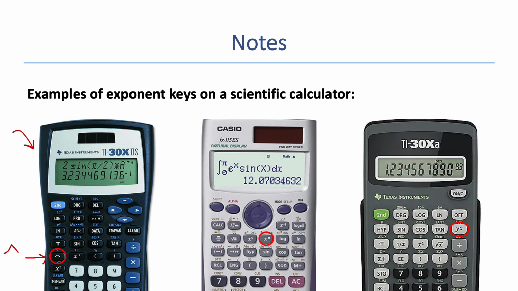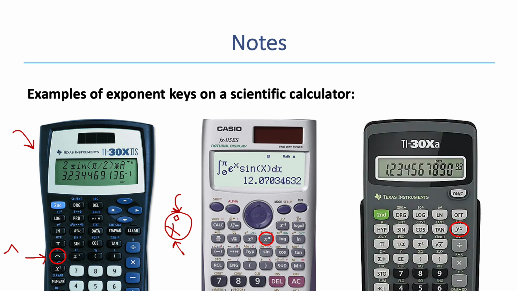If we were to use this calculator for exponent operation, we would type in a number, then the exponent key, then the exponent. The middle calculator shows an exponent key of x with a square in the upper right corner. This signifies that we'll type in the number for the x, then we'll type this key, and then we'll type in the exponent, signifying the number that goes in the square.